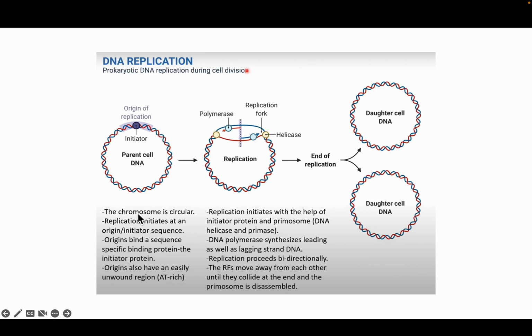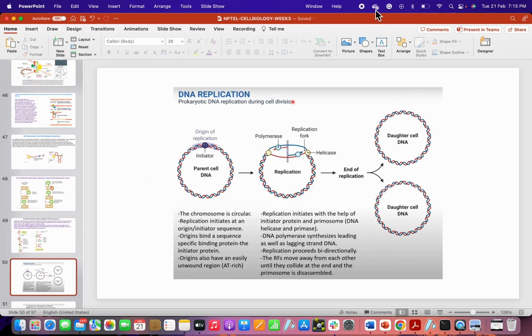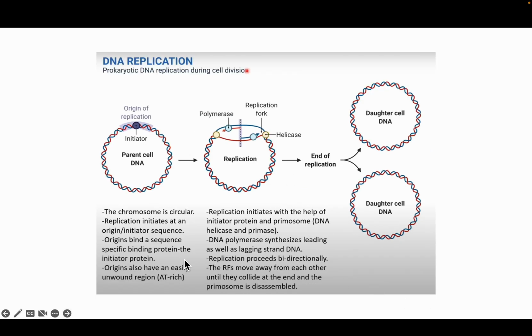So in prokaryotes, the chromosome is circular. Replication initiates at an origin or initiator sequence. Origins bind a sequence-specific binding protein, the initiator protein. Origins also have an easily unwound region, AT rich. Replication initiates with the help of initiator protein and primosome. So here DNA helicase and primase help in replication initiation. DNA polymerase synthesizes the leading as well as lagging strand. Replication proceeds bidirectionally until they collide at the end, and the primosome is disassembled.